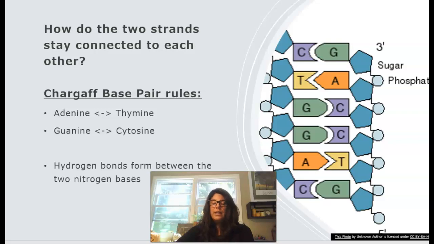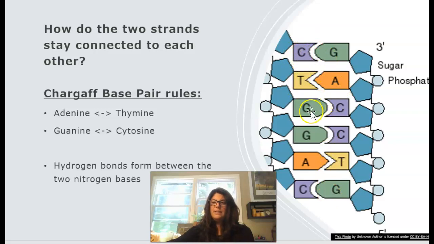Thymine then will only connect with adenine. Guanine and cytosine will only form bonds between each other. So basically, a purine will only bond with a pyrimidine. Now, that means that adenine will never join up with cytosine, guanine will never join up with thymine, and the bonds that form in between these are called hydrogen bonds.